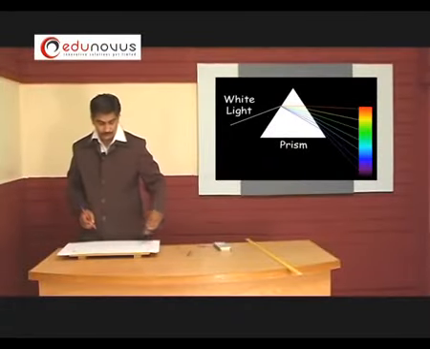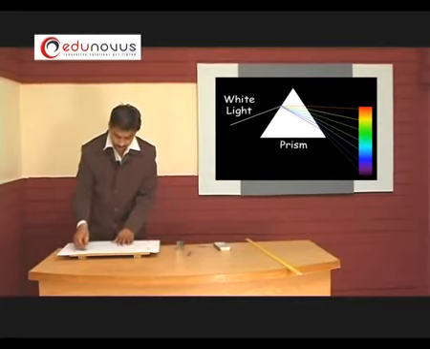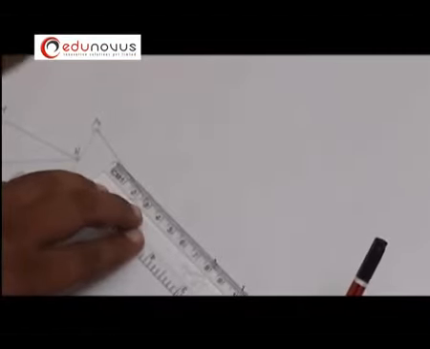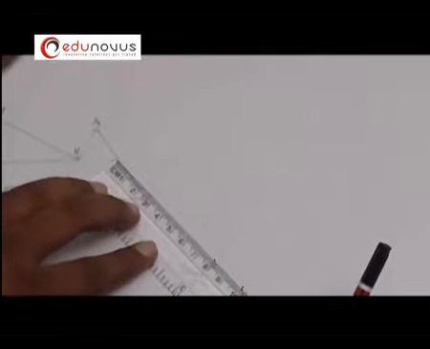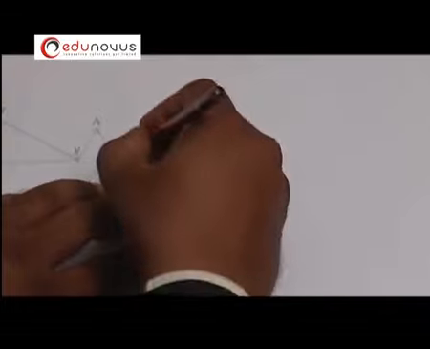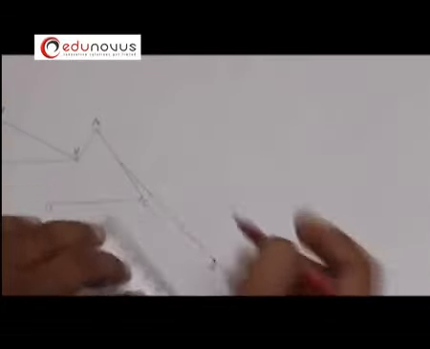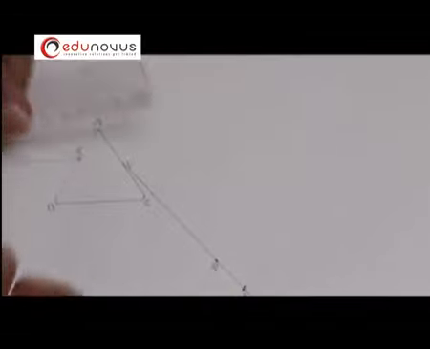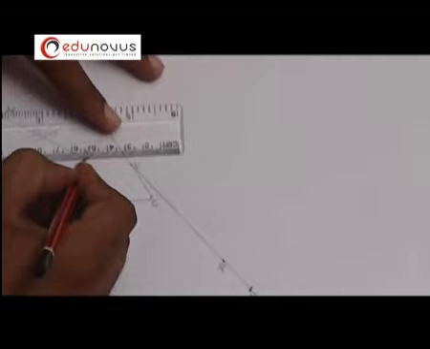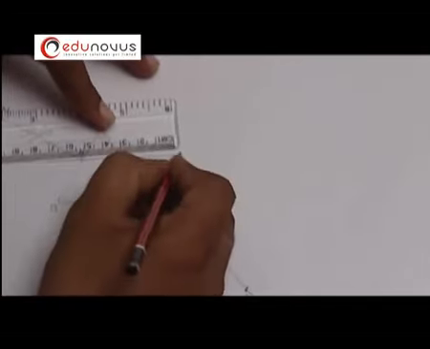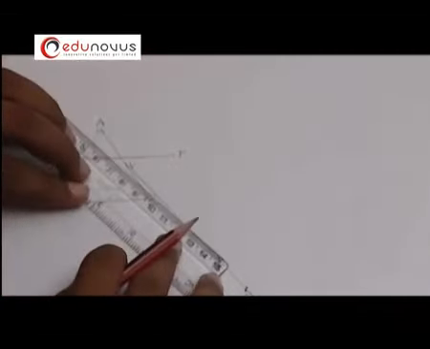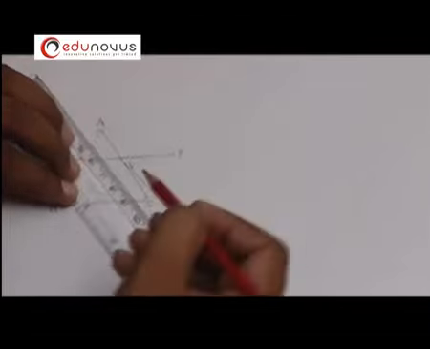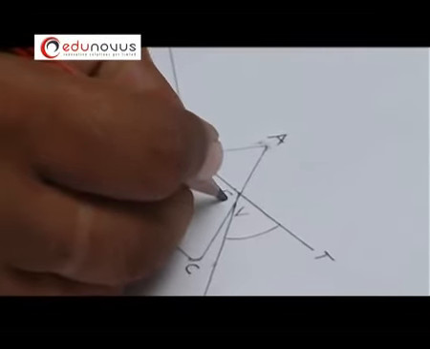Now remove the prism, remove the pins and join R and S with the help of a scale to meet the refracting surface AC at V. And now extend the line PQ to T in the forward direction, and VS in the backward direction. Consider O as the meeting point.